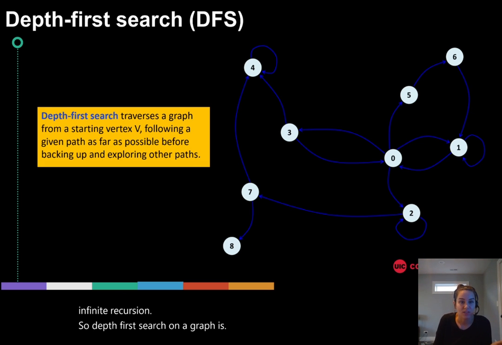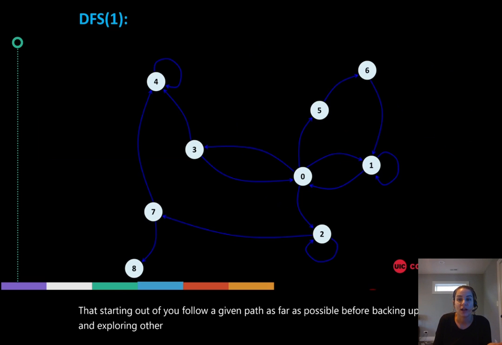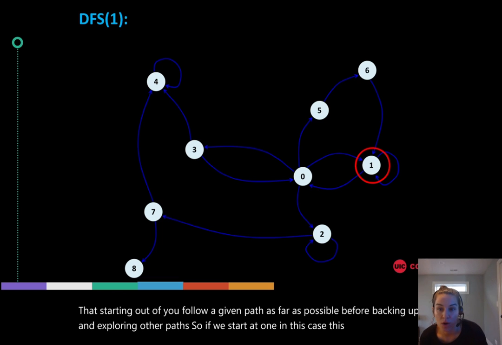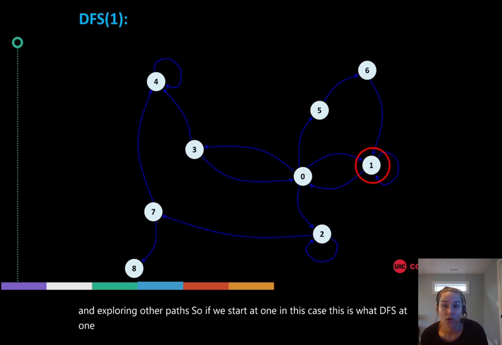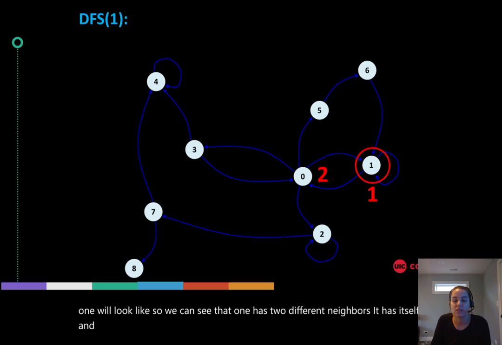So depth first search on a graph is that starting at a vertex V, you follow a given path as far as possible before backing up and exploring other paths. So if we start at 1 in this case, this is what DFS at 1 will look like. We can see that 1 has two different neighbors. It has itself and 0. So it visits 1 first, and then it goes to its neighbor 0.